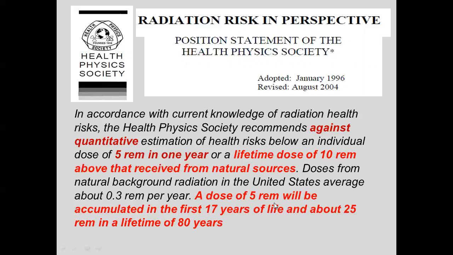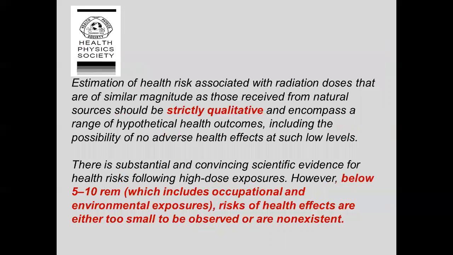Because with normal background radiation, everyone in the US will get 5 rem by age 17 and 25 rem by 80 years. So an additional 10 rem from an occupational exposure is something you're going to get from normal background anyway. Once again, how accurate are those statistics? Okay, so any risk estimation should be strictly qualitative, because the risks or health benefits are either too small to be observed or non-existent.